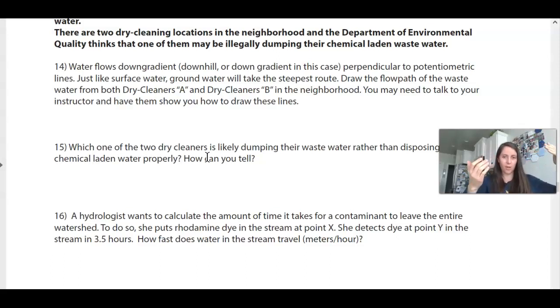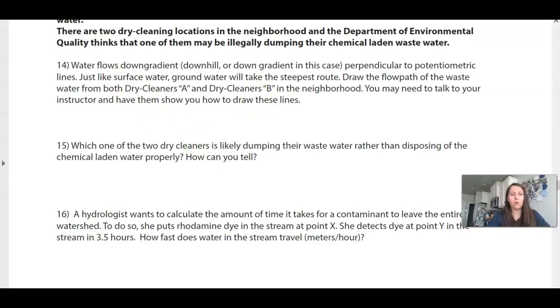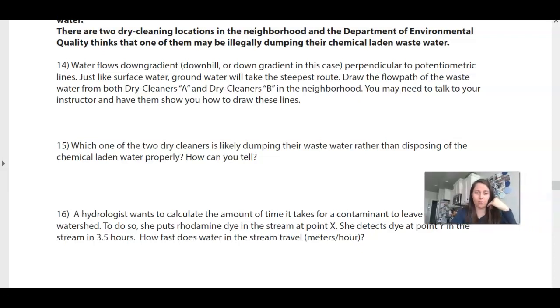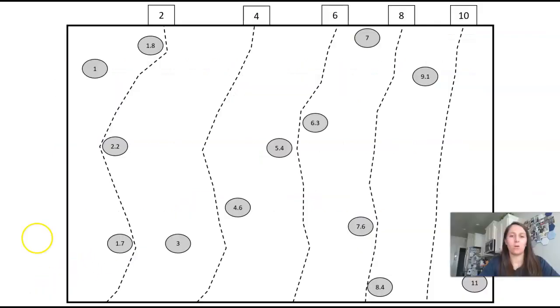So same thing is going to happen with the groundwater flow. It's going to flow perpendicular to the potentiometric lines, or the lines of equal water level elevation, okay? Or depth to water level. Okay, so I'm going to teach you how these will look in your map using the example that we had earlier in the video. Okay, so this was our resulting map, based on what we had.